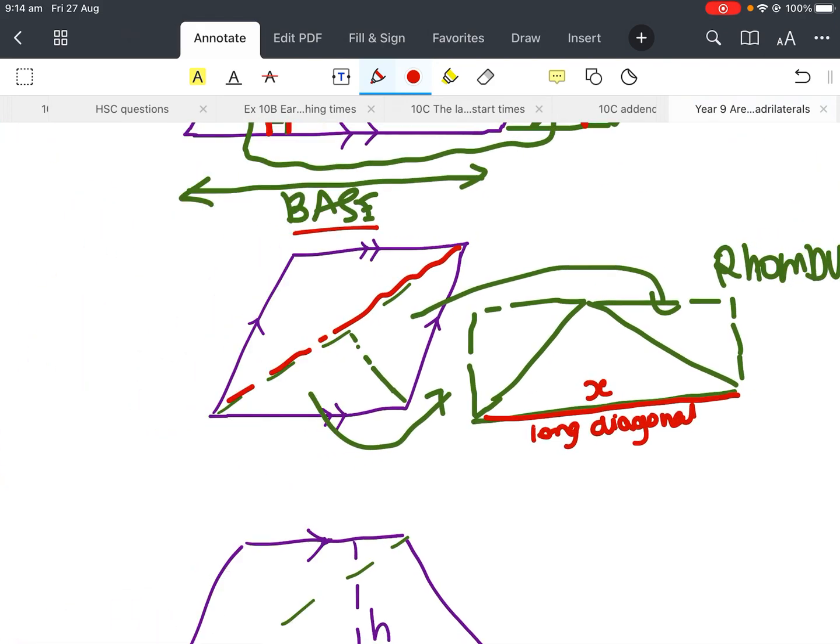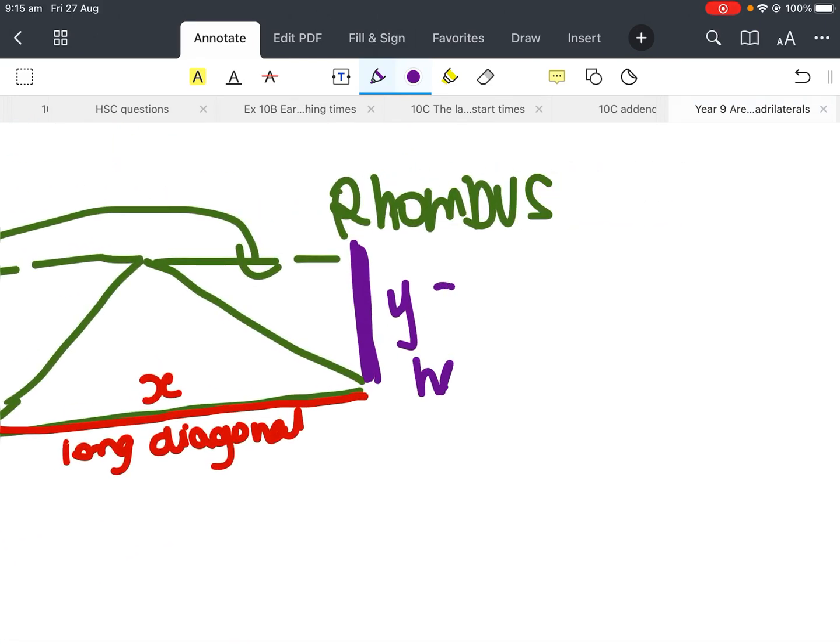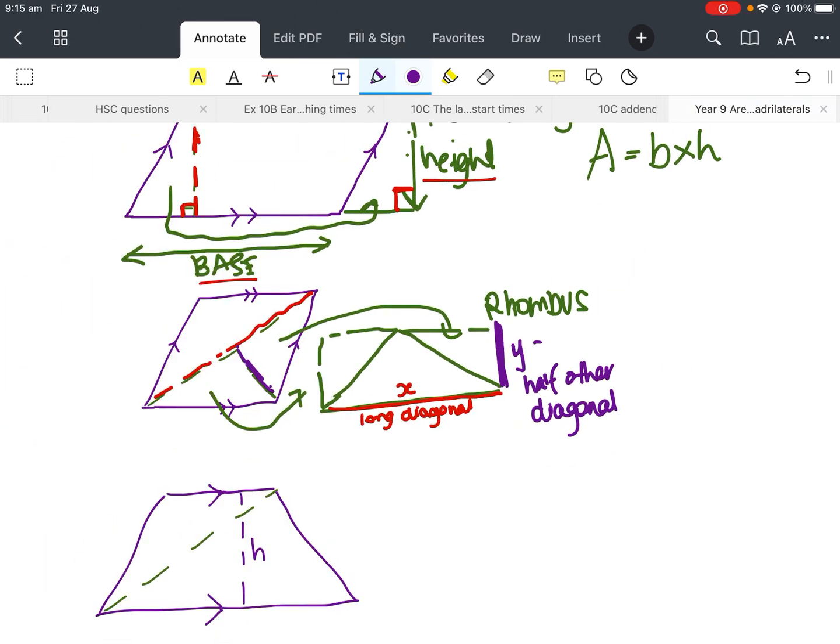And then this one here, I'll do in purple, is half of the other diagonal, which really is represented here by the height, and we normally call that Y, which is half of the other diagonal. So in a rhombus, if we've changed it into a rectangle, we're going to be doing the length times the width or the breadth, aren't we? So we're going to be doing the X times half of the Y.